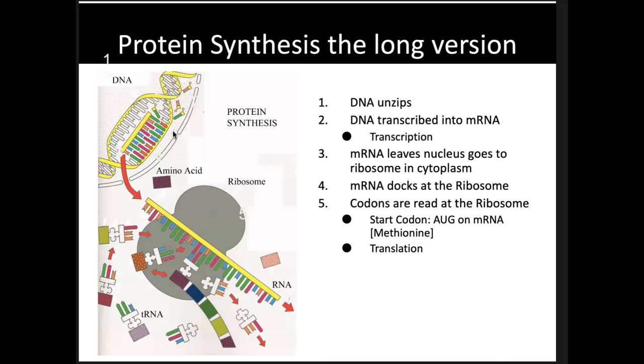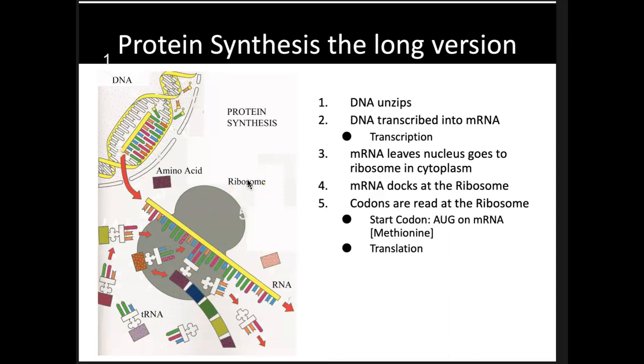DNA only unzips the segment of the genetic material that's going to be transcribed. So messenger RNA lines up along the unzipped portion of DNA. Transcription occurs, which is basically the copying of the mirror image of the genetic blueprint. Messenger RNA leaves the nucleus, goes into the cytoplasm, finds this weird looking gray structure here, which is the ribosome, and docks at the ribosome.